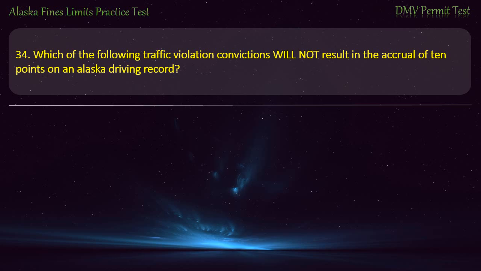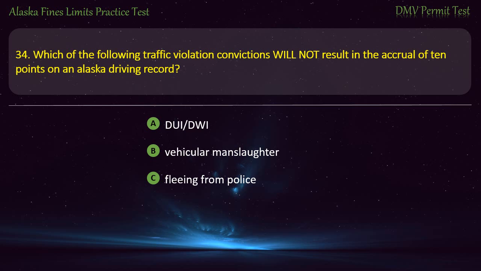Question 34. Which of the following traffic violation convictions will not result in the accrual of 10 points on an Alaska driving record? DUI, DWI. Vehicular manslaughter. Fleeing from police. Failure to stop for a school bus. Answer: Failure to stop for a school bus.